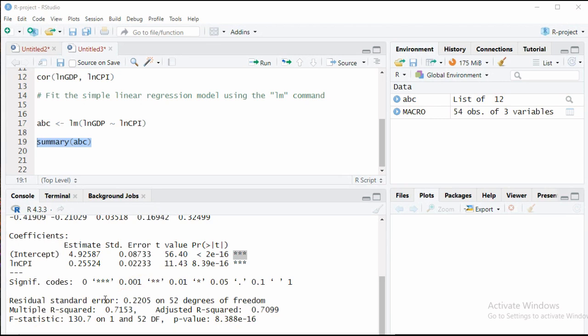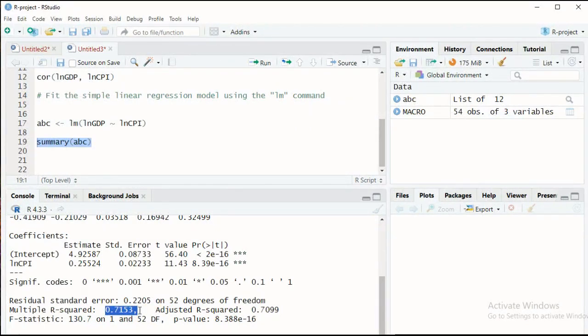Another important element reported is residual standard error, which is 0.2205 on 52 degrees of freedom. Because we have 54 observations with 2 coefficients estimated, then 54 minus 2 gives 52 degrees of freedom. And another important element in the results is multiple R squared, that is about 72%, suggesting that about 72% of the variation in the economic growth is being explained by inflation.